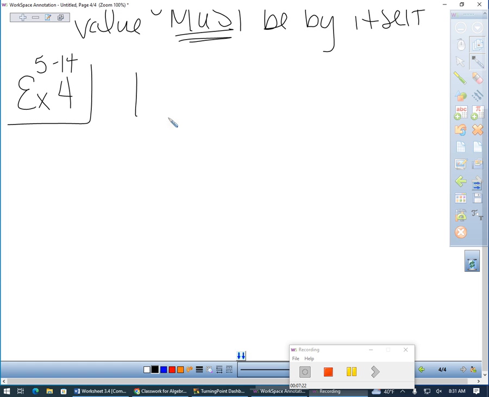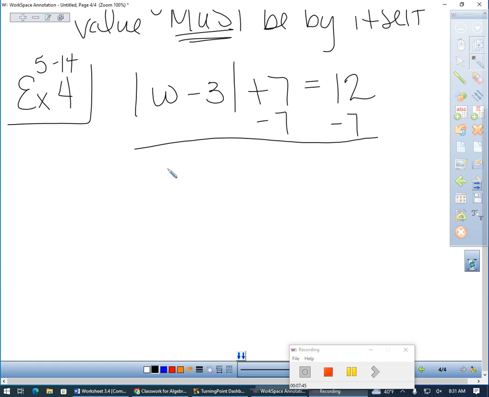So let's say I have the absolute value of w minus 3 plus 7 is equal to 12. Is that absolute value by itself? No. So I have to get it by itself before I can split it up. The first thing I have to do is subtract 7 to the other side. So I have the absolute value of w minus 3 is equal to 5.